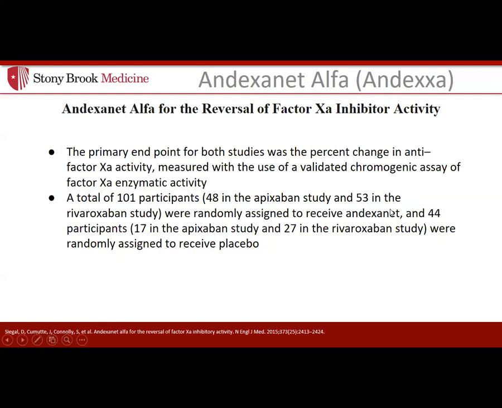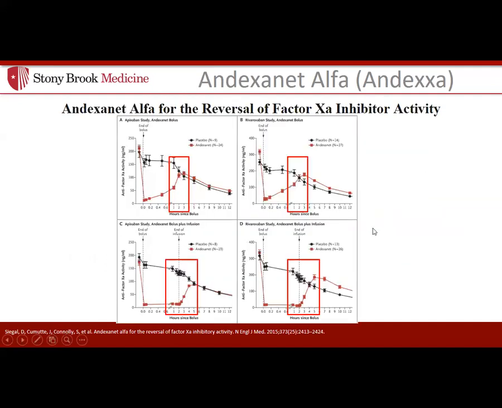So the primary endpoint of the study was to see the % change in anti-factor 10A activity. There was a total of 101 participants that were equally divided between both arms and between receiving the drug and receiving placebo. So the results of the study were pretty interesting. The black line with the circles is the placebo, and then the red line with the squares is the Andexa. As you can see, on the top is the patients who received just bolus, and the bottom is the patients who received bolus plus infusion.